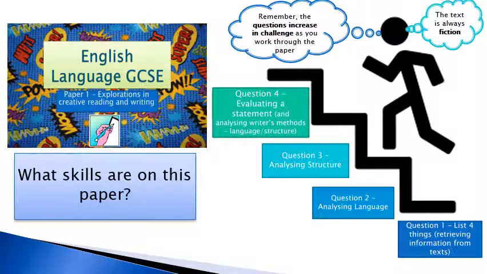And then finally, question 4 brings all of that together. We evaluate a statement we're given about the text, deciding whether we agree or disagree, and we relate that to the writer's methods, how that effect has been created using language devices or structural devices. So we're going to look at question 4 today.